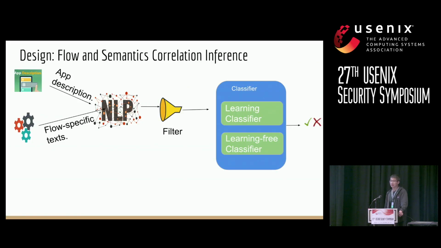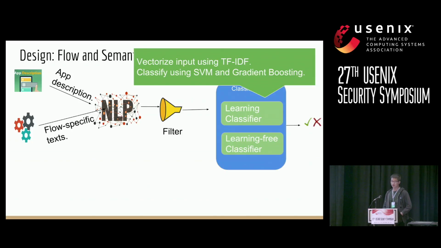Let's see how the classifier works. We already know that flow-specific text and app description will go through the NLP module and the filter module and finally arrive at the classifier. And for the learning classifier, we first use TF-IDF to vectorize the input, and then classify using SVM and gradient boosting. The reason we chose a combination of these two algorithms is because it works best among all we have tried. You can refer to the paper for details. We tried like 5 different algorithms.